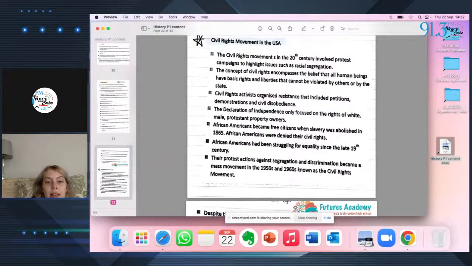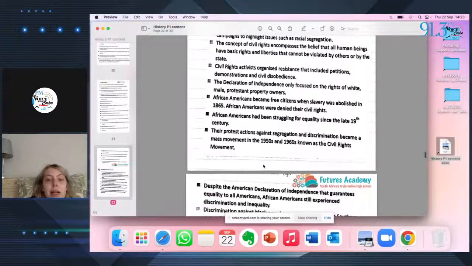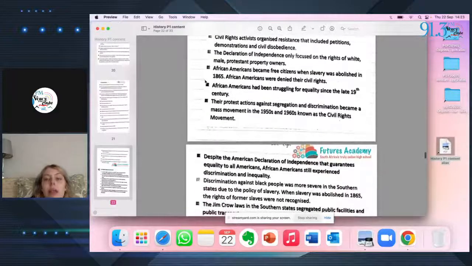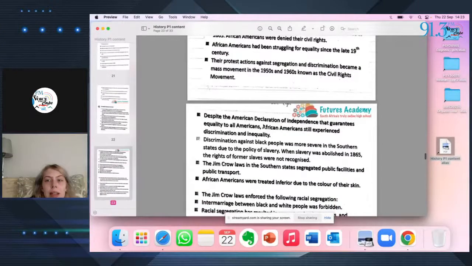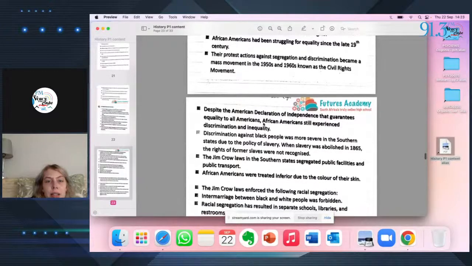Civil rights activists organized resistance that included petitions, demonstrations, and civil disobedience. The Declaration of Independence only focused on the rights of white male Protestant property owners. Although African Americans became free citizens when slavery was abolished in 1865, they were denied their civil rights. African Americans had been struggling for equality since the late 1800s.